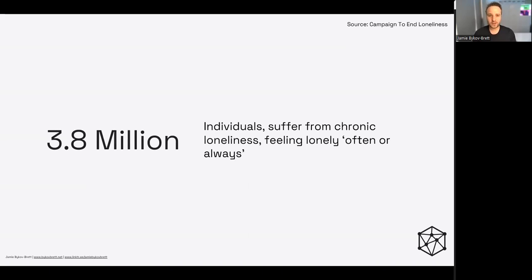3.8 million individuals suffer from chronic loneliness, which is feeling lonely often or always. This figure was up from 6% in 2020, showing the persistence of elevated loneliness levels since the pandemic.